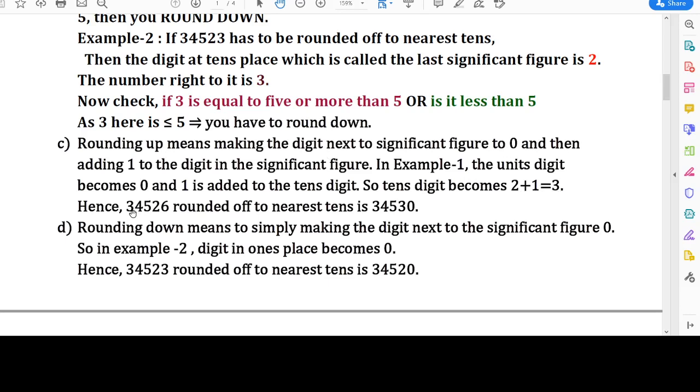Hence 34,526 rounded off to the nearest tens becomes 34,530. See here we can see 26 is nearer to 20 or 30. We will take multiples in terms of tens. The number 26.